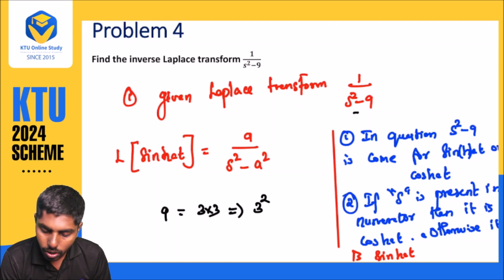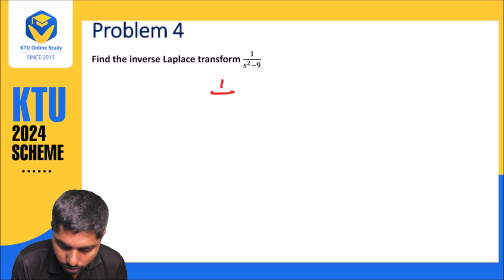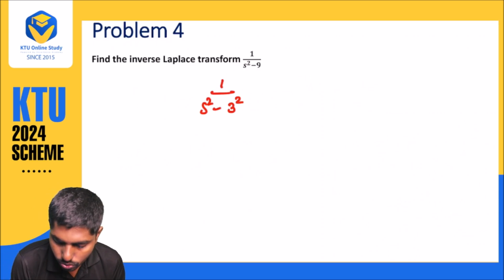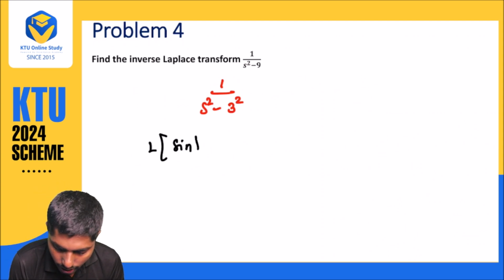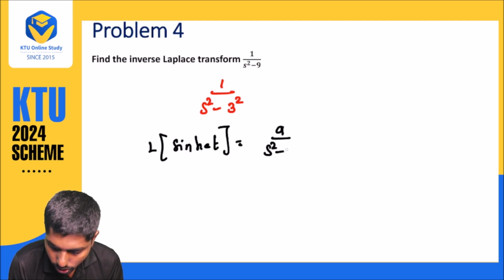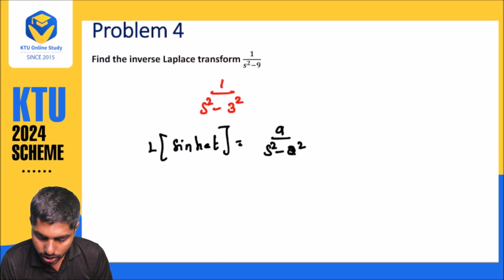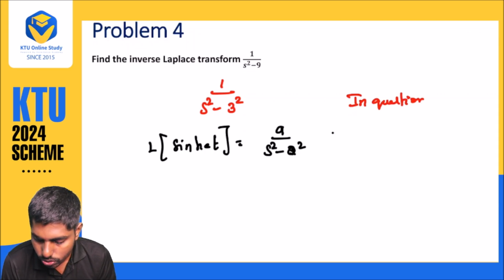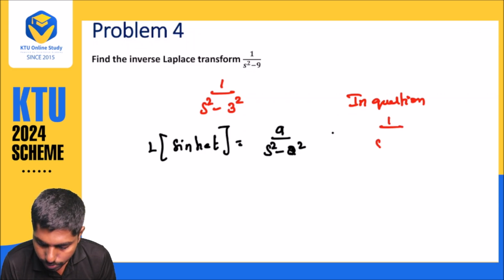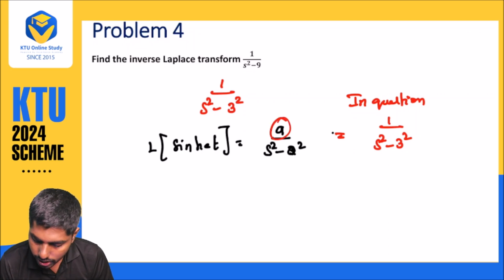So our question will be changed into 1 divided by x square minus 3 square. So what is L of sin hat? That is nothing but a divided by x square minus a square. Just compare it. In the question, what is there? The question has 1 divided by x square minus 3 square. See here, a is there. Here, a is not there.